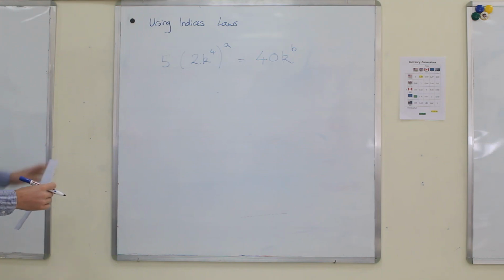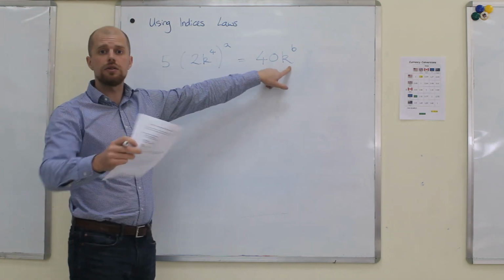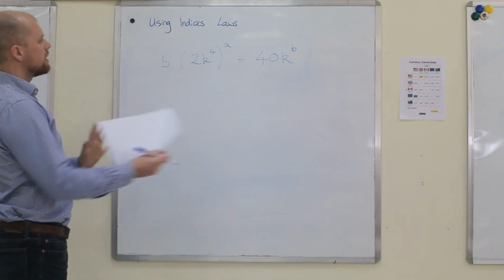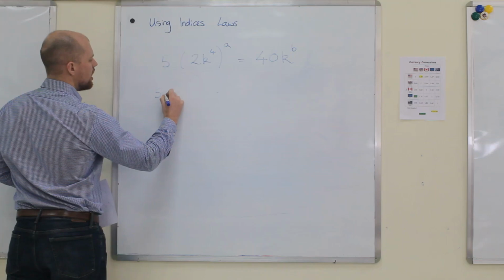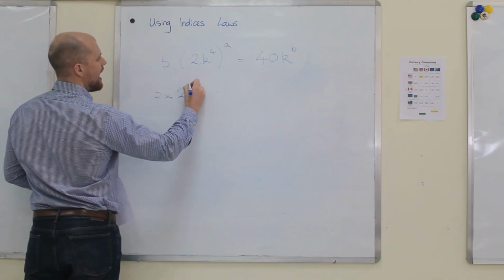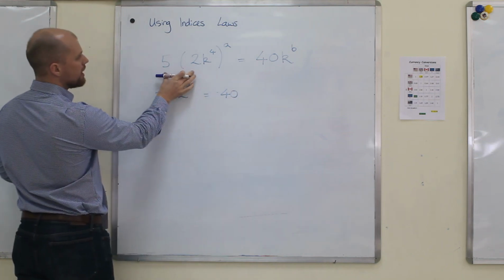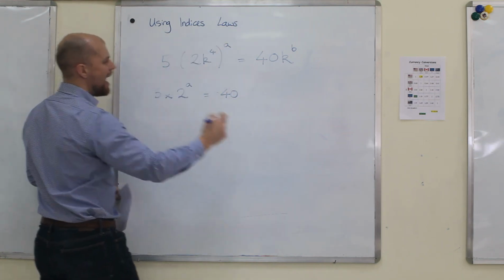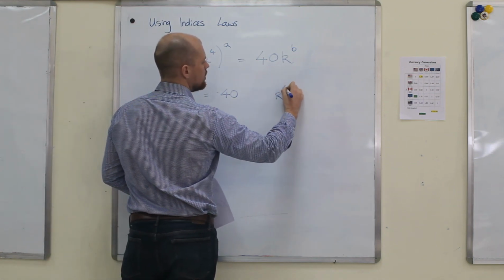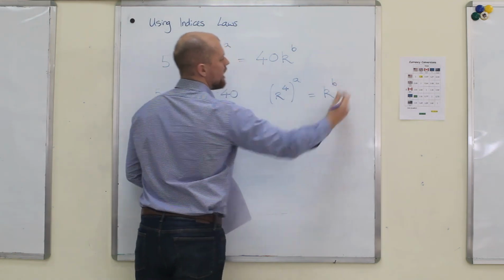Now, what I'm going to do is look at just the numbers and then just the k's. I can do that separately. You know that they don't interact with one another. So 5 times 2 to the power a has to equal 40. That's the numbers bit. And then k^4 to the power a has to equal k to the power b.